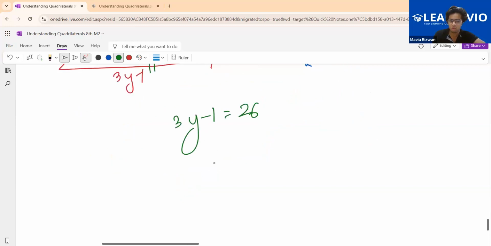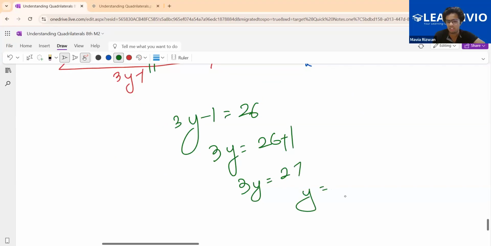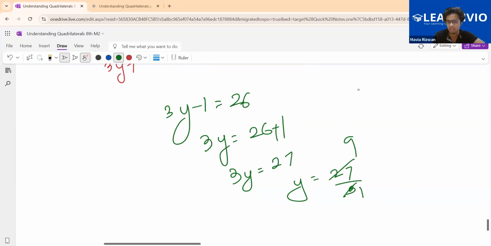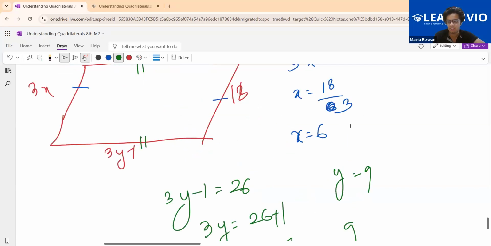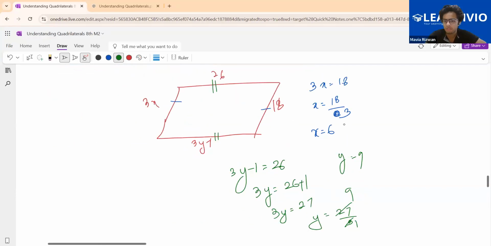Now we just have to solve this. So 3y is equal to 26 plus 1. So 3y is therefore equal to 27 and y is equal to 27 by 3. That is 3 ones are 3 and 3 threes are 9. So y is coming as 9. So x was 6 and y was 9. Is this clear? Vinisha and Aman? Yes, sir. Aman, is this clear? Yes, sir. Okay, note this down, please.